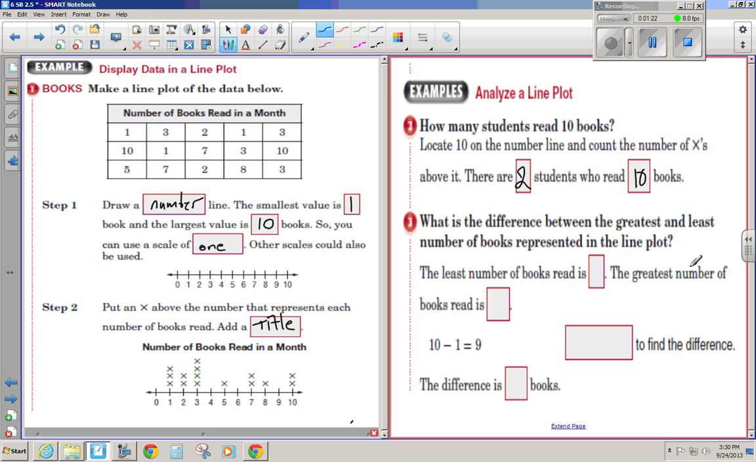What is the difference between the greatest and least number of books represented on the line plot? Well, the least number of books read is 1. The greatest number of books read is 10. So 10 minus 1 is 9. You subtract to find the difference. So the difference is 9. The greatest number is 10. The fewest is 1. The difference between the greatest number of books read and the fewest number of books read is 9.